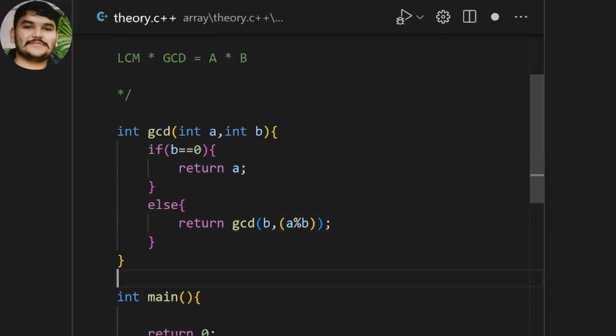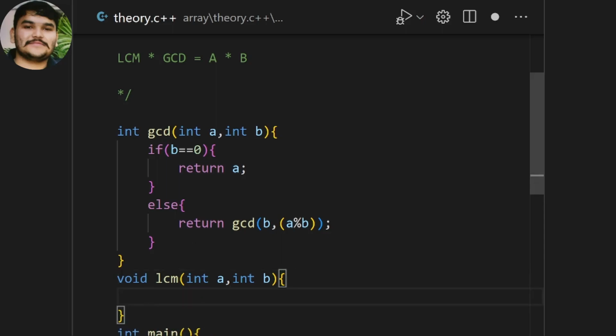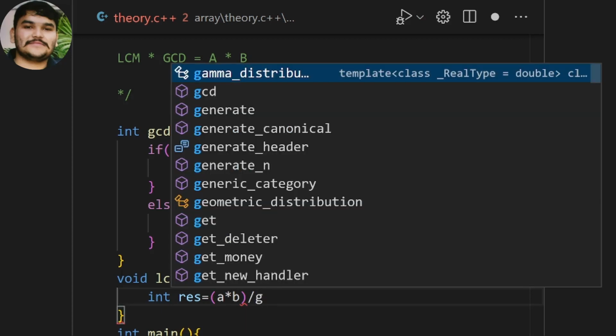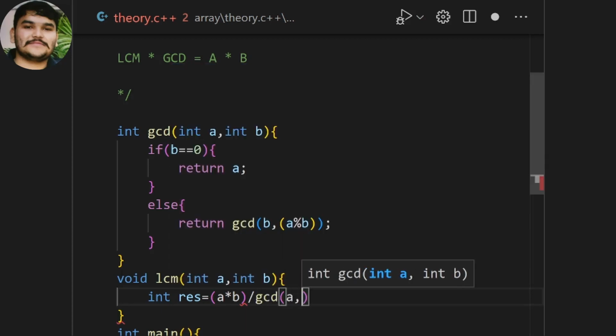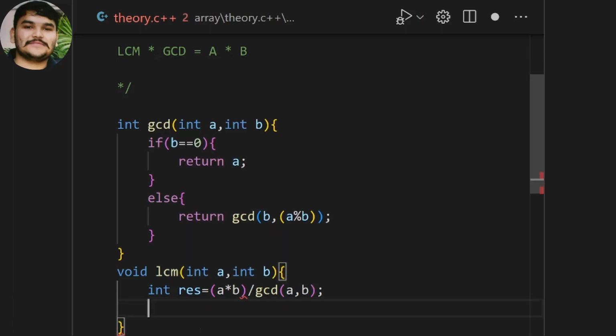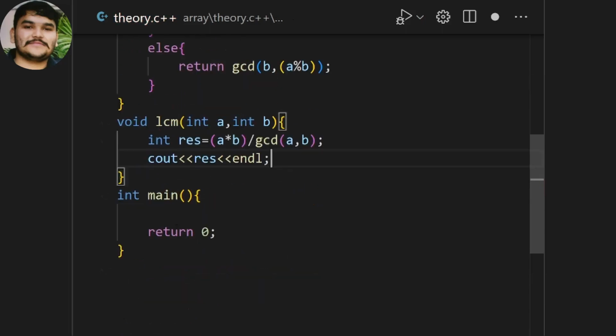And what is the LCM function? LCM of A comma B. So LCM of two numbers: int result is equal to, simply we have to multiply A into B and divide it by GCD of A comma B. That's it. And we have to print the result. So this is simple code.